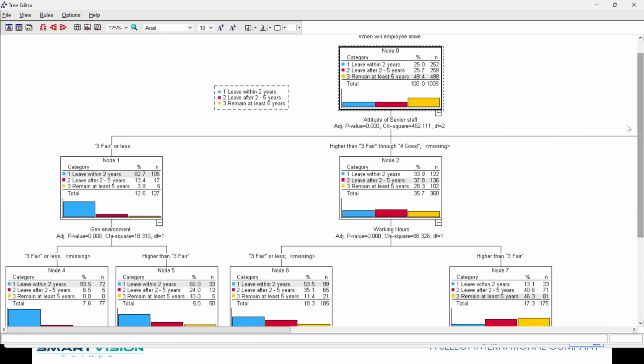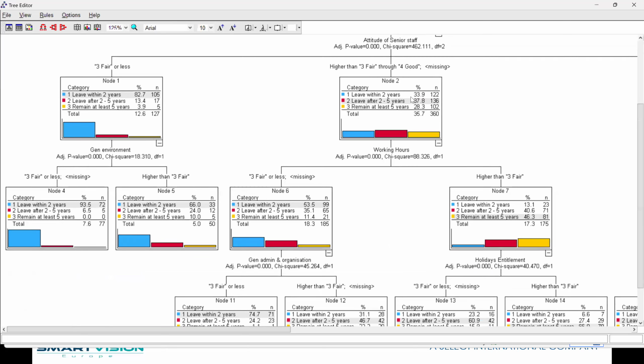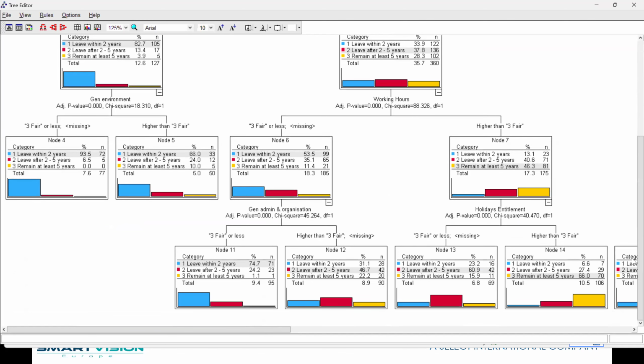If they say the attitude of the senior staff is better than fair through to good, that means category 4, then 34% say they'll leave within 2 years. But if they say the working hours are scoring 3 or less out of 5, then 53% say so. But if working hours are better than 3, then only 13% say they'll leave within 2 years. And then we get into factors like general admin and organization and holiday entitlement.